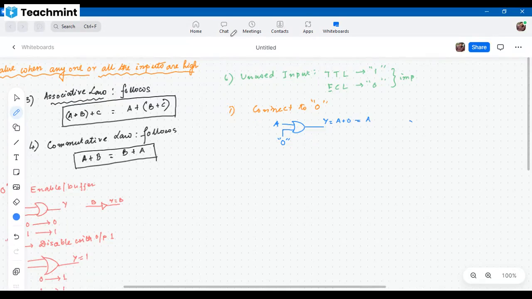So that means we have to connect it to the ground. This is the input a. So y equals a plus 0, which equals a. Okay. Next.